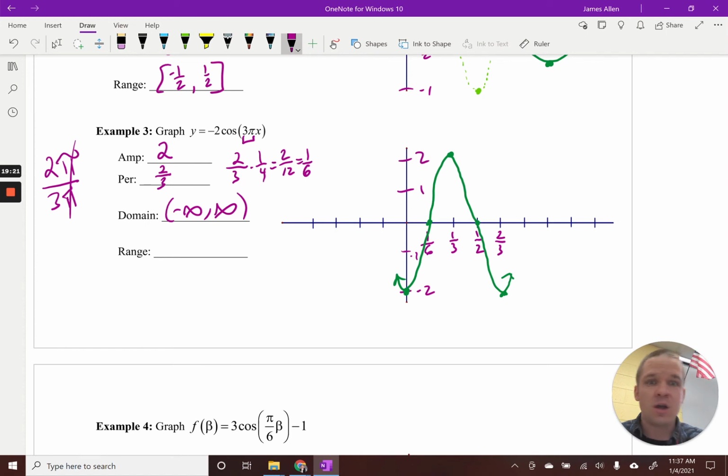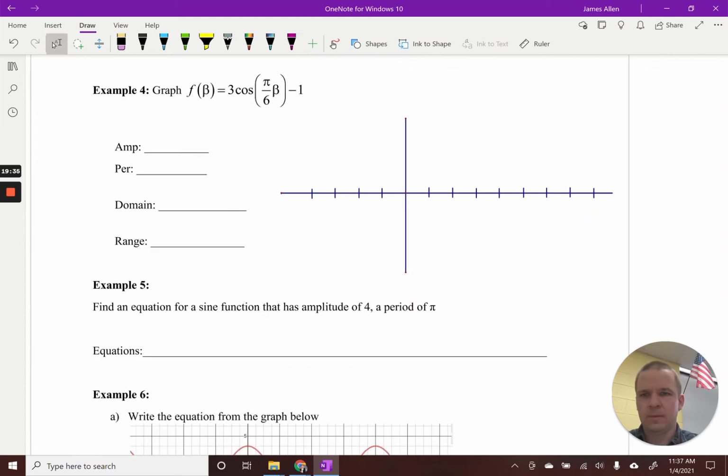Now for our range, how high and how low does it go? We've got from -2 to +2. I don't know why I started drawing an infinity. There we go. Wonderful. Time to move on.